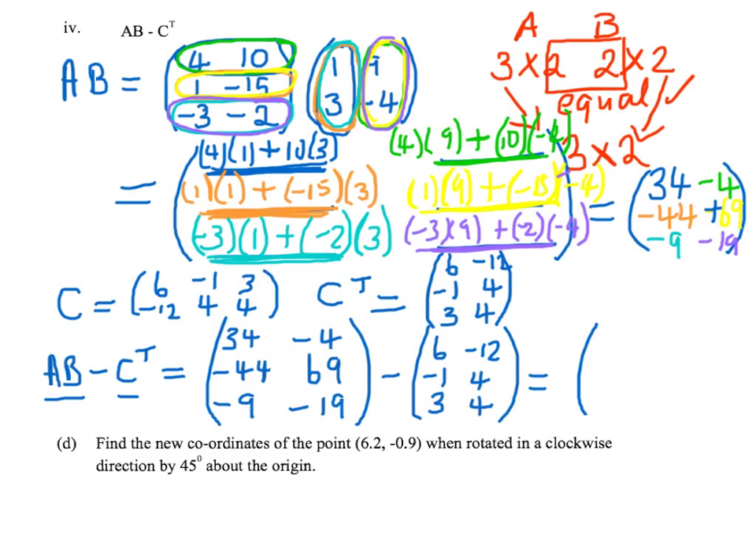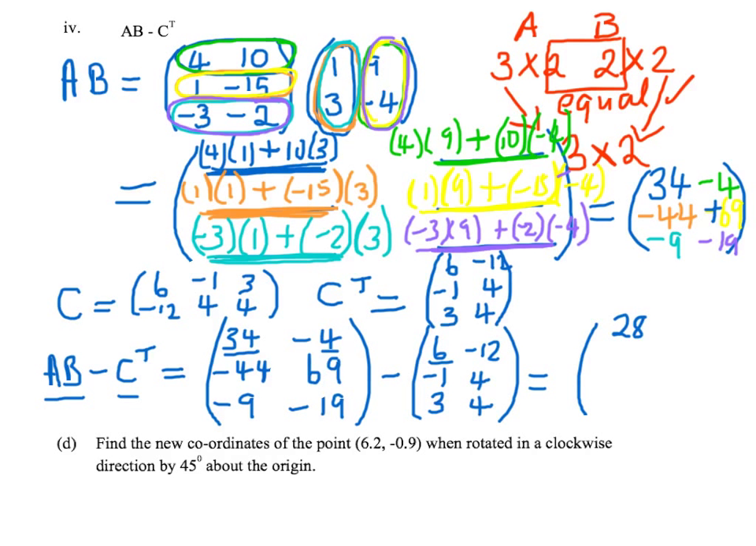And these two matrices are 3 by 2 matrices. To do the subtraction, I just subtract corresponding entries. So for the first entry, it's 34, and I'm subtracting 6 from it. 34 minus 6 is 28. The next entry, minus 4, and I'm subtracting minus 12.